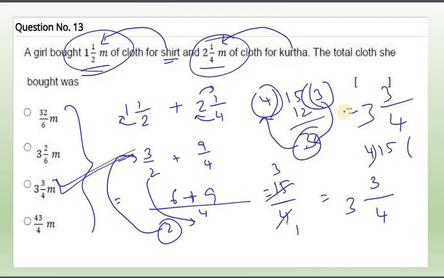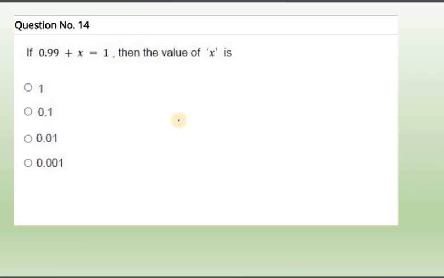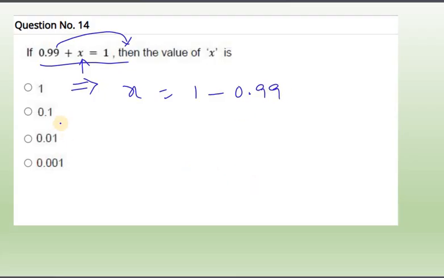Now we move to the next question. This is also a very easy question. If they give a question like this, then it is easy. You are lucky then. So we have to find the value of x, this is given to us. So x is equal to... x we keep as it is and 1 we keep as it is. If you want to find x, the other number which is there along with x, you have to send to the other side. When you send it to the other side, it becomes minus 0.99. So x is 1 minus 0.99. Don't directly write 0.1, option 2 is wrong.